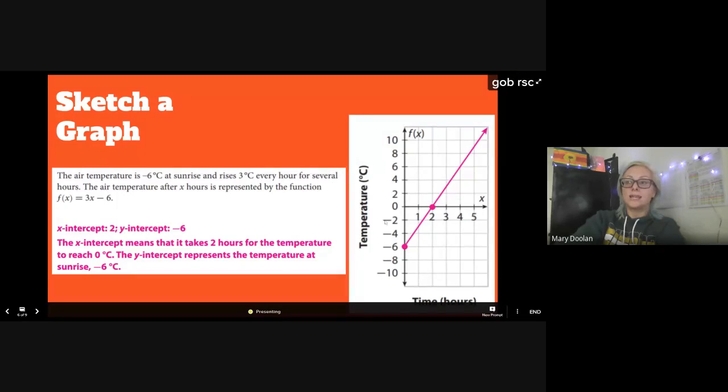Your x-axis is time, and this is part of a coordinate plane. It's just the right side of a coordinate plane. And so starting at -6, every hour we're going up 3 degrees. After 1 hour, you're at -3. After 2 hours, you're at 0. After 3 hours, you're at 3 degrees. And it just continues on in this direction.